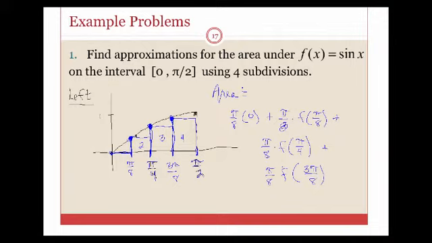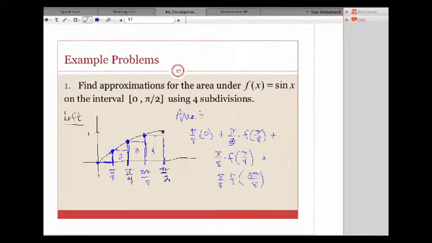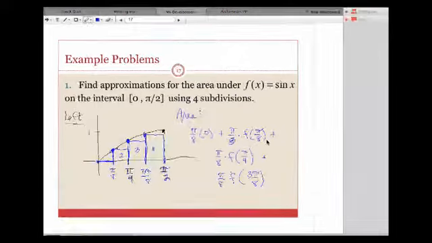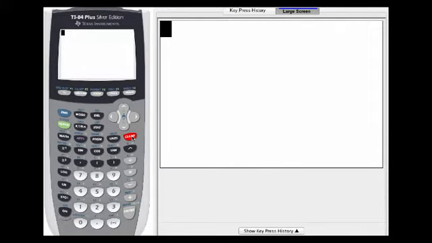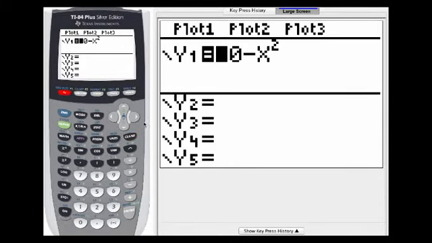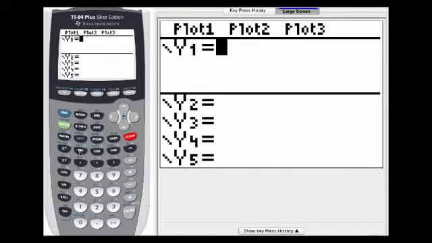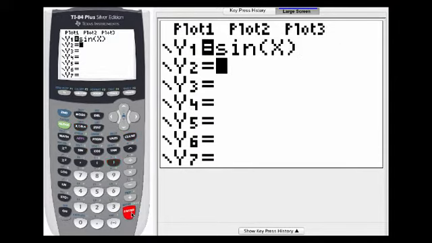No problem. Okay, so let's go back to the calculator. Okay, let's clear this out. Under y equals, you'll want to put the sine of x. Let's get rid of that function. You don't have to worry about setting up your window. You don't have to do any of that again. And we'll probably end today with this one.